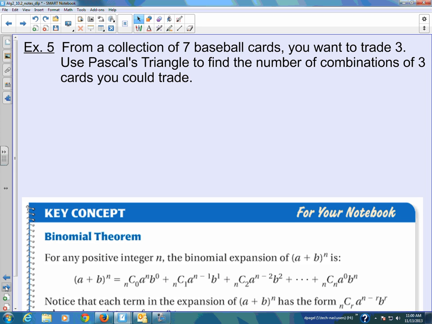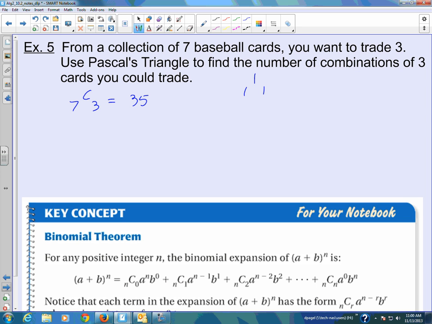Let's try it first of all, just identifying numbers in Pascal's triangle, then we'll get to the expansion part. From a collection of 7 baseball cards, we want to trade 3, using Pascal's triangle to find the number of combinations of 3 cards that we could trade. We could do our good old generic combination, 7C3, and I know that number is going to be 35 if I were to put it in there. Again, order doesn't matter here.